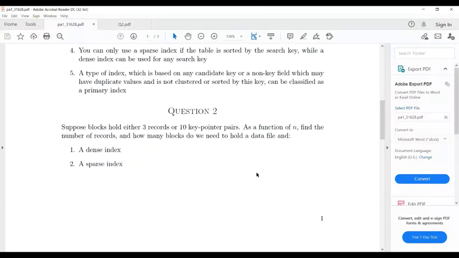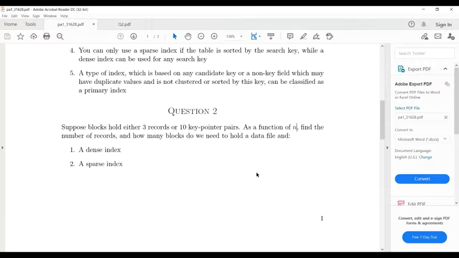Now, going to question 2. Suppose blocks hold either 3 records or 10 key pointer pairs, as a function of n. Find the number of blocks we need to hold a data file, and how many blocks we need to hold the dense index and the sparse index. Now let's divide the question into 2 parts.